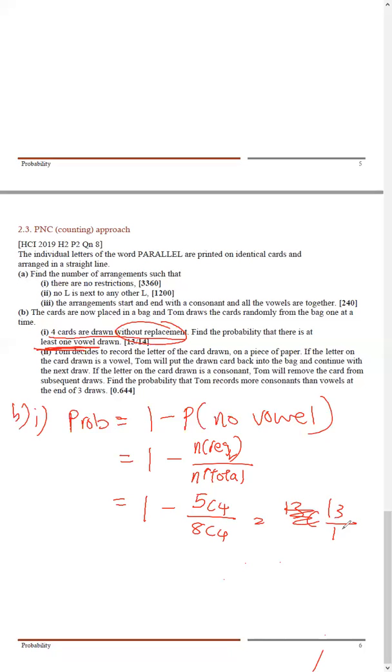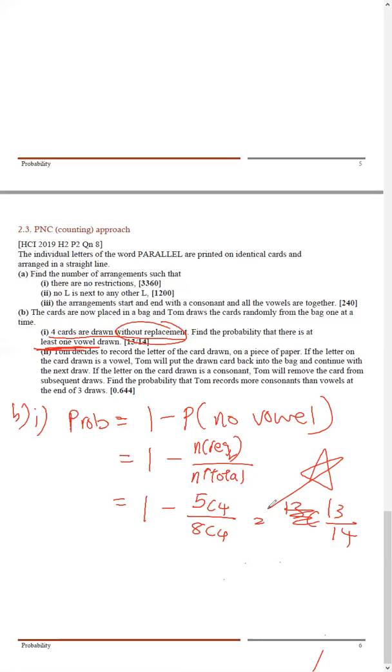13 over 14. Do I need to care which consonant, consonant, consonant, consonant? Or if I have consonant L, consonant no L? I don't care. Just no order. I never do any arrangement. I don't even care about the repeated L's or no repeated L's. This, ladies and gentlemen, is the essence.